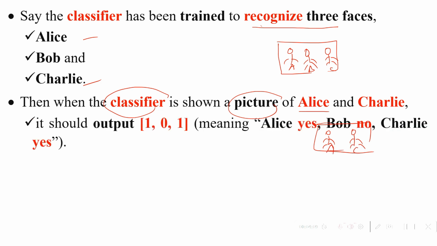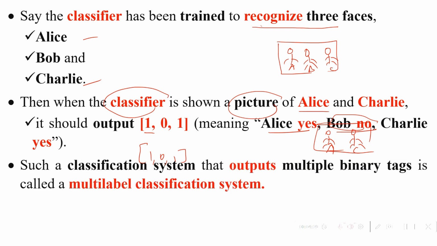At that time, our model gives the output in the form of 101. That means the output class label is 101. That means Alice is yes, Bob is no. Bob is not present in the image and Charlie is present in the image. So in 101, 1 means yes, the person is present, and 0 means the person is not present in the image. So like that we classify. Simply this is called multi-label classification. Such a classification system that outputs multiple binary tags is called a multi-label classification system.